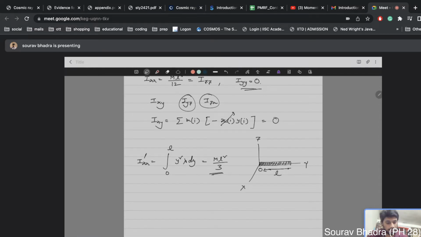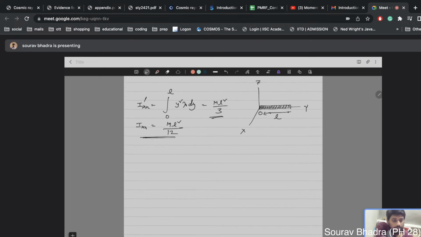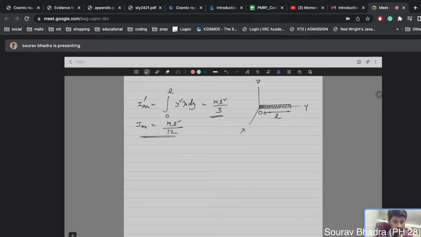So let us call it Ixx dashed, and in the previous case it was ml square by 12 when our origin was at the center of mass of the system, that means at the midpoint of the rod. This shifting of the origin of the system is handled by the parallel axis theorem. You can use that theorem also, but I think you have not been taught that theorem till now. So when it comes, we will talk about it. Okay, now we have done the diatomic molecule, the rod.